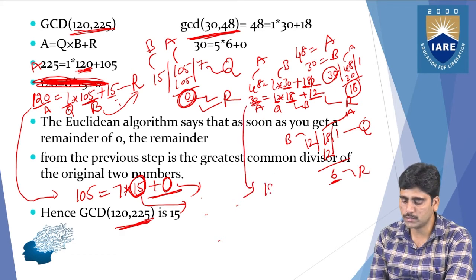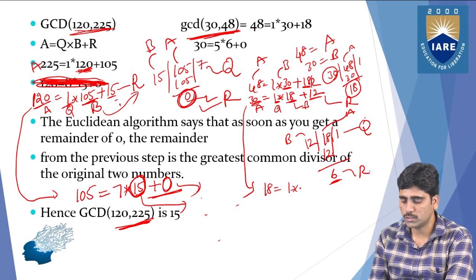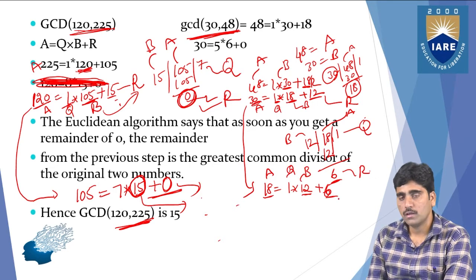18 equals 1 into 12 plus the remainder, which is 6. Like that you need to form the statement: 1 into 12 plus 6, right? So now here A equals 18, the quotient is 1, 12 is the B value, and the last remainder is 6, right? Now still we are not getting any zero.